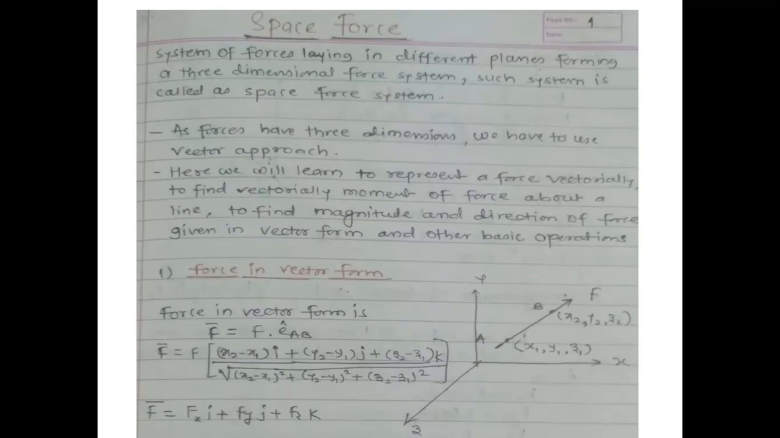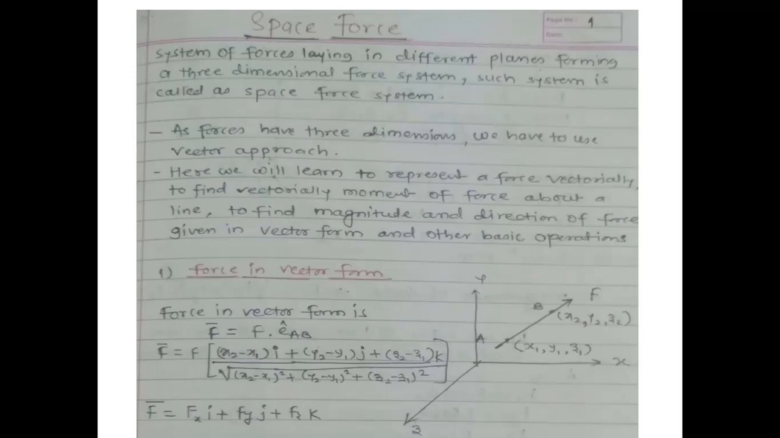How are we going to work it out? Farther end minus nearer end, that is x2 minus x1, y2 minus y1, z2 minus z1. In vector form, we write along with it i, j, k: (x2 minus x1) i plus (y2 minus y1) j plus (z2 minus z1) k, divided by the square root of (x2 minus x1) square plus (y2 minus y1) square plus (z2 minus z1) square. Please do remember this formula.